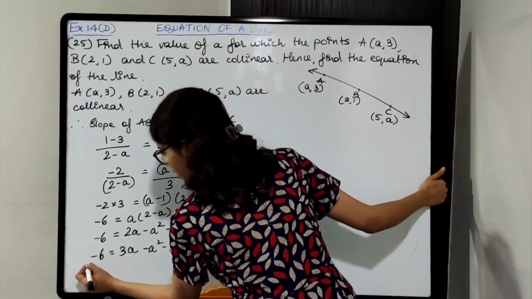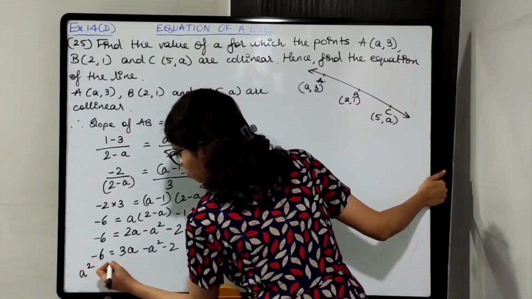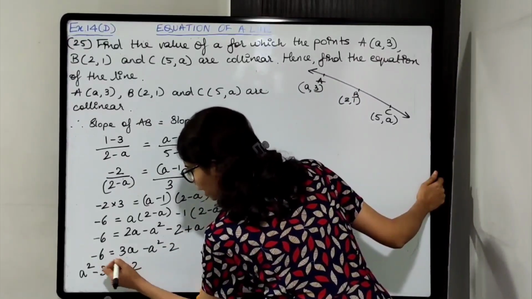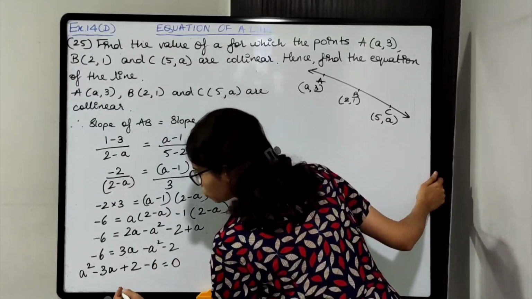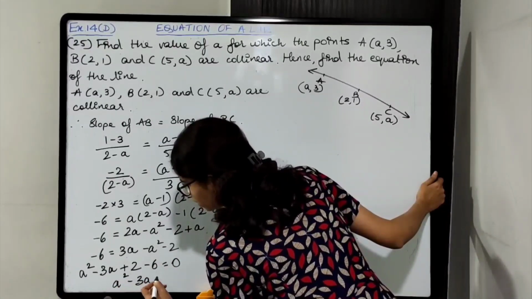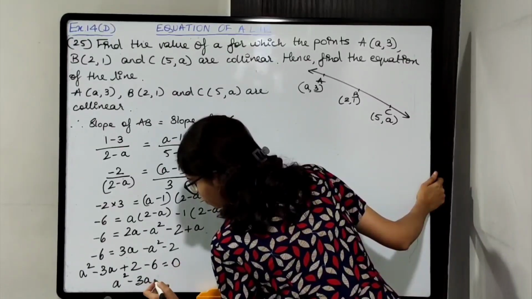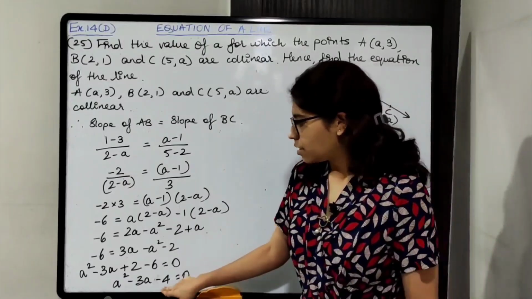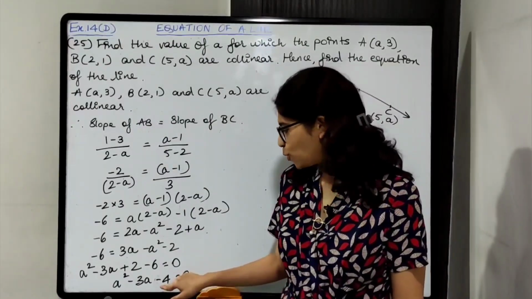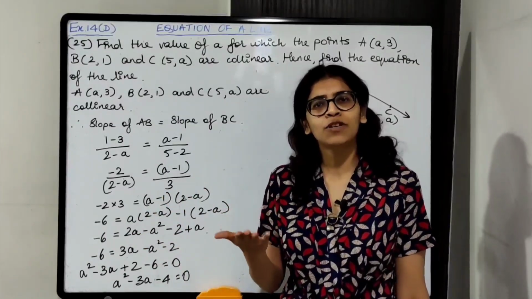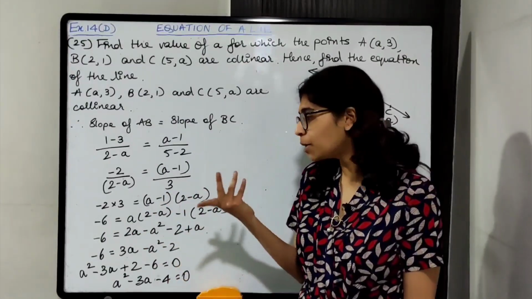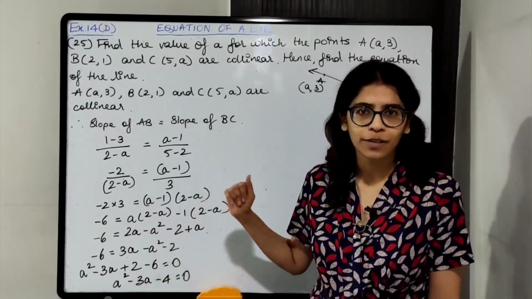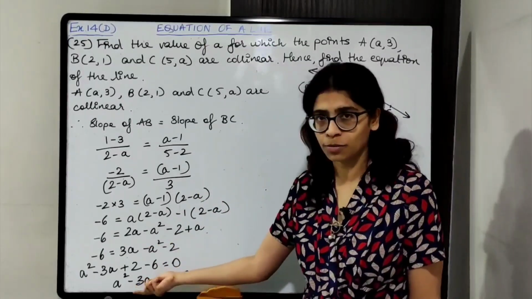So a square, then write down the a term, so it will be negative, right? Signs will change. Plus 2 and minus 6 equal to 0. So we are getting a square minus 3a plus, sorry, minus 4 equal to 0, right? Splitting the middle term method. So what are the factors of 4? One possibility is 2 into 2. But 2 and 2, if you add or subtract, you are not going to get 3. If you add you are going to get 4, and if you subtract you get 0. So this is not possible.